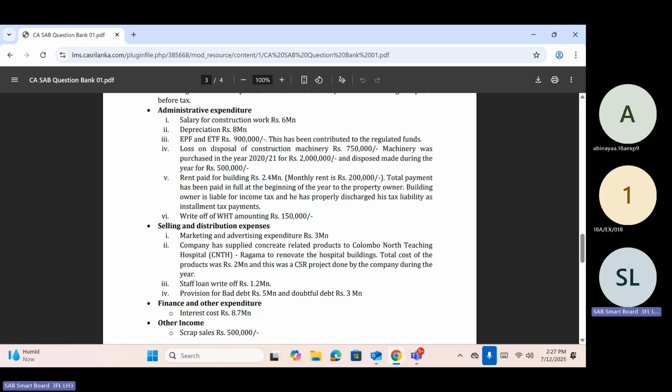Therefore, we have to check the real case also. We don't know whether it is subject to withholding tax or not. Firstly, we have to check whether it is subject to withholding tax. If the company or the person making the payment has not paid the tax, that particular expenditure is disallowed.